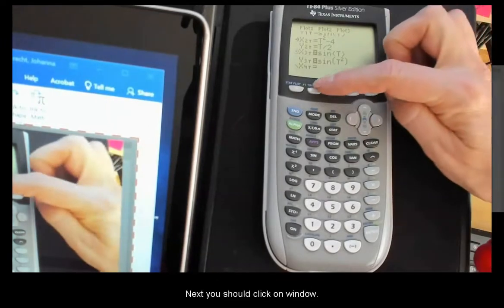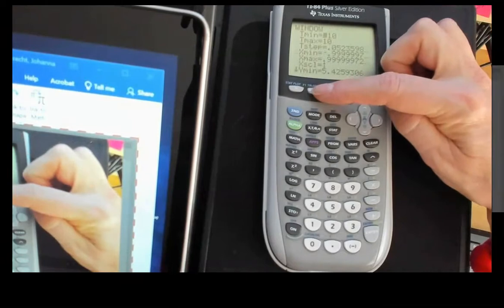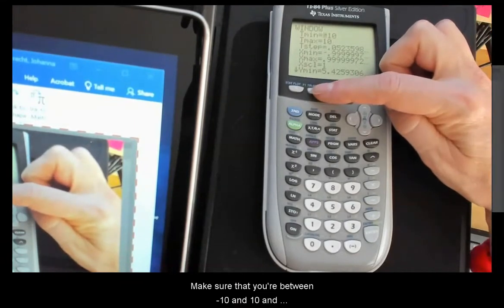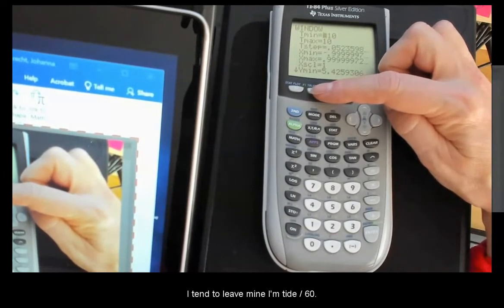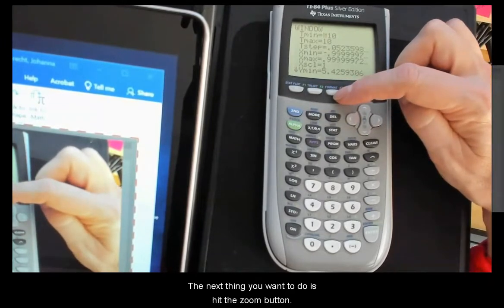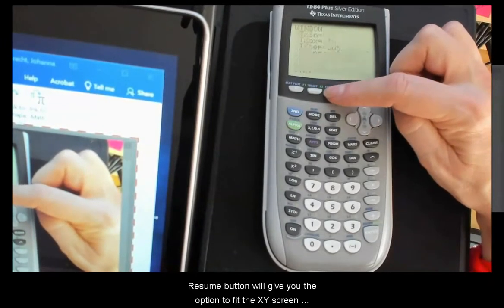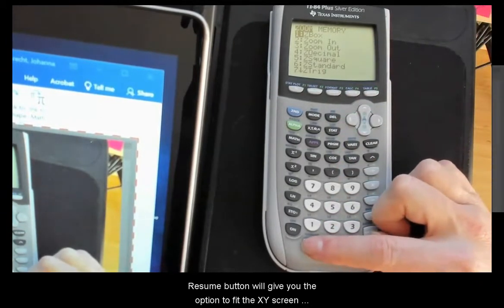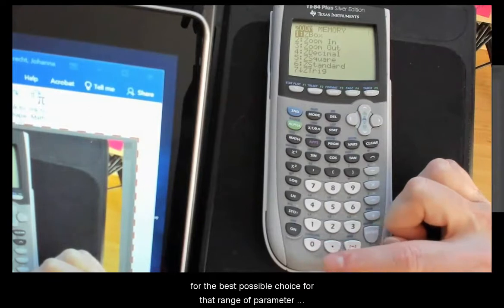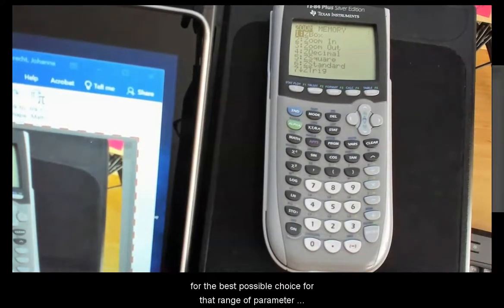So next you should click on Window. Make sure that you're between -10 and 10 and choose a small enough step that you'll get a good picture. I tend to leave mine on pi divided by 60. The next thing you want to do is hit the zoom button. The zoom button will give you the option to fit the XY screen for the best possible choice for that range of parameter values from -10 to 10.